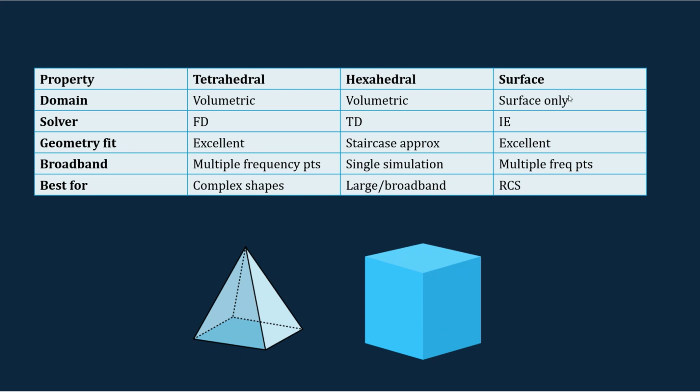In case of the surface meshing, it is mainly used for the integral equation solver, that is used for the RCS of the structures. In that case, the structure will be very huge. So we can use the integral equation solver, which requires only the meshing on the surface level. So this type of volumetric meshing will not be required. So the number of meshes will be very less. So this is the basic idea of the meshing.